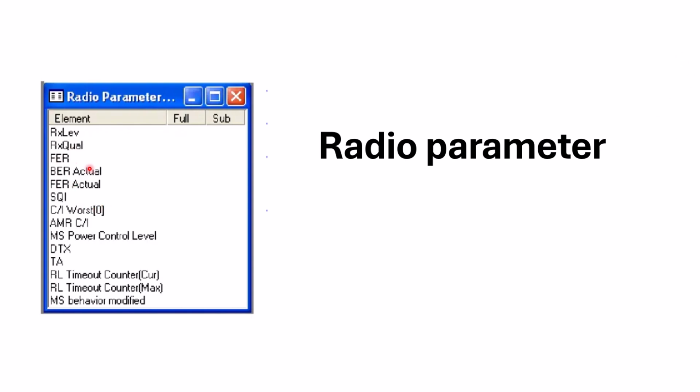Frame erasure rate. The percentage of voice data frames discarded due to uncorrectable errors, measured as the ratio of dropped frames to total received frames, with an ideal range of 0 to 4%. Good, fair. Actual frame erasure rate.